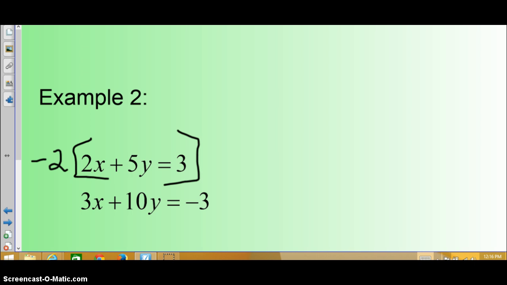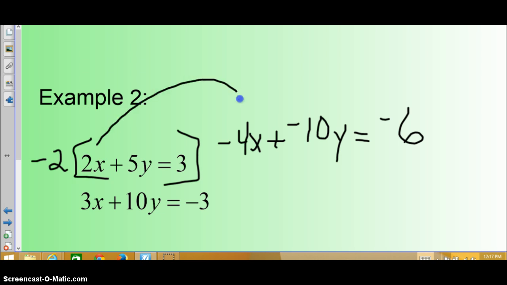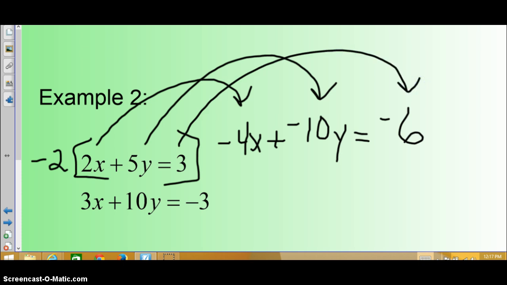This is going to give you negative 2 times 2x, which is a negative 4x. When you do negative 2 times that positive 5y, that's going to give you that negative 10y, which is what we wanted in order to do some elimination, is equal to a negative 2 times 3. So again, negative 2 times 2x gives you a negative 4x, your positive 5y times that negative 2 gives you a negative 10y, and 3 times negative 2 gives you that negative 6.